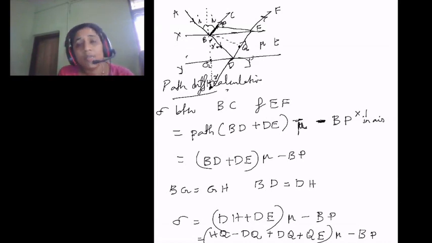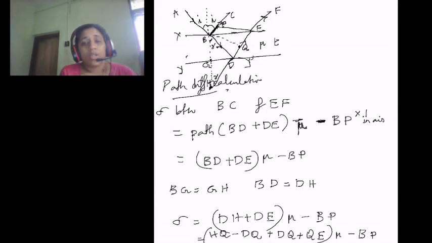So what is the path difference between those two beams? Actually EF traversed an extra distance BD plus DE, which is through the medium having refractive index mu, and while drawing a normal from the ray BC towards the point E, we could see that an additional small path of BP is extra in the beam BC. So that path should be subtracted from the actual path difference of the two beams. So path BD plus DE into mu minus BP into 1.